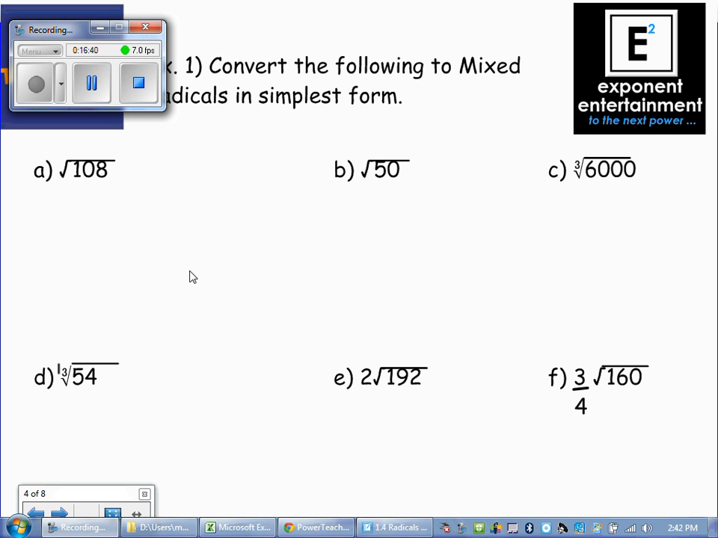Go ahead and work on these other ones that we haven't done. B, C, D, and F. Work with someone around you if you have to, then we'll go over them real quick.